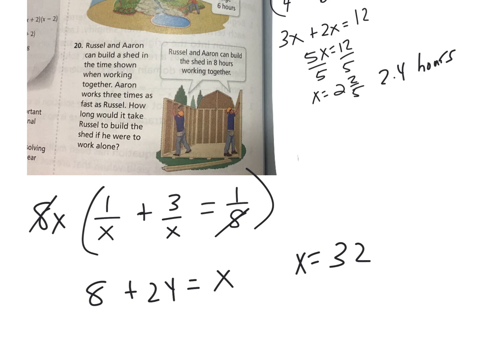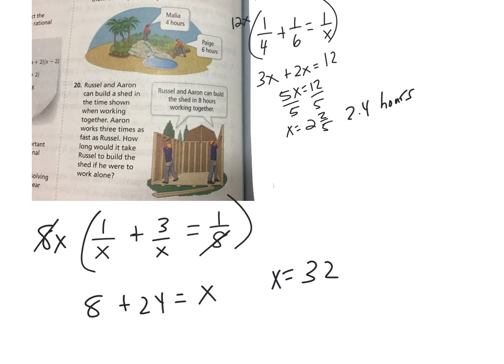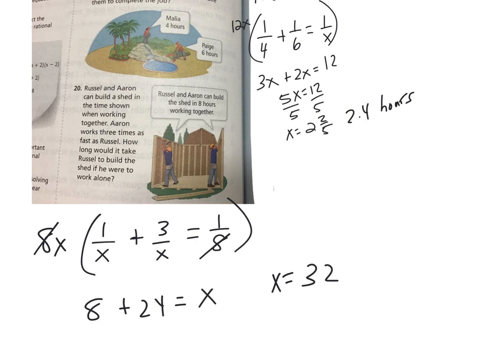Okay? And so, that time we had to change the top number. Okay? We had to think about, all right, how many jobs could one guy do in the time it takes the other guy to do one job? Okay? That's one type of story problem.